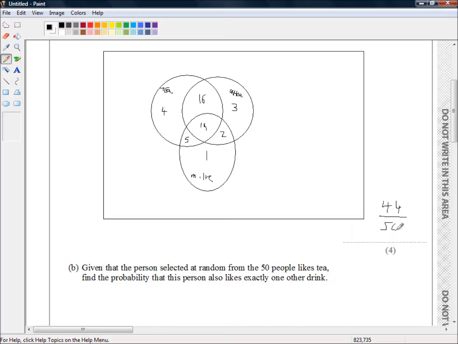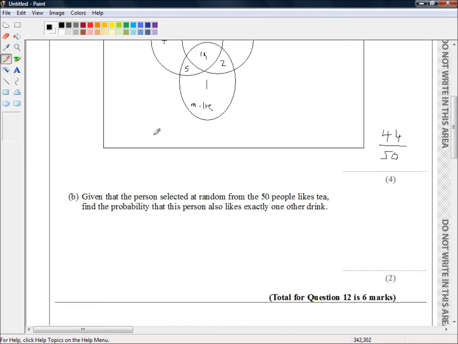Again, you are allowed to use a calculator. You're just basically adding up all the numbers in this tea circle and dividing by the total number, which we're already given in the question is 50. Now part B says, given that the person selected at random from the 50 people likes tea, find the probability that this person also likes exactly one other drink.